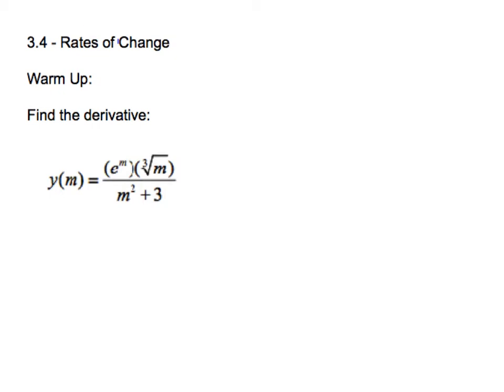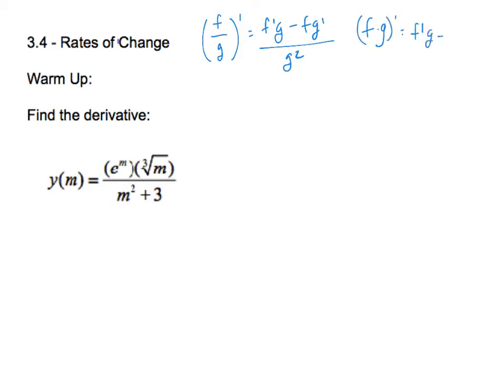So we need the rules for f divided by g and f times g. The quotient rule for f divided by g prime is f prime g minus f g prime, divided by g squared, and the product rule for f times g prime is f prime g plus f g prime.